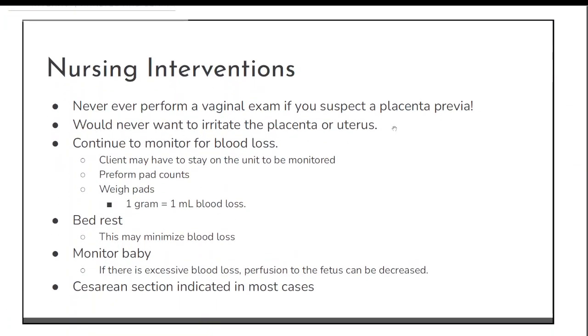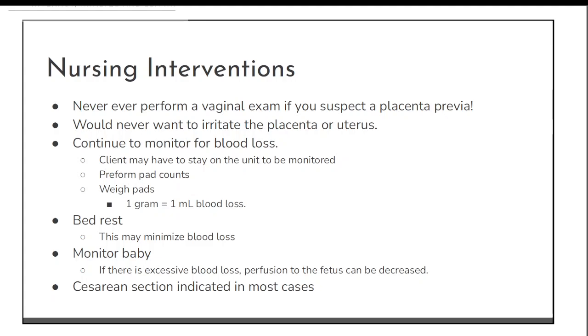So all we can do is monitor this mother's blood loss. We're going to put her on bed rest. We're going to do pad counts to see how much blood exactly she is losing. We're going to monitor that baby, watch for any decelerations. And when it comes time for delivery, this mother is going to need to have a C-section because there's just no way for that baby to be delivered vaginally if there is a roadblock.